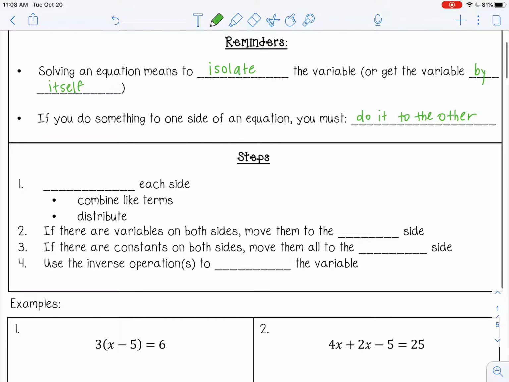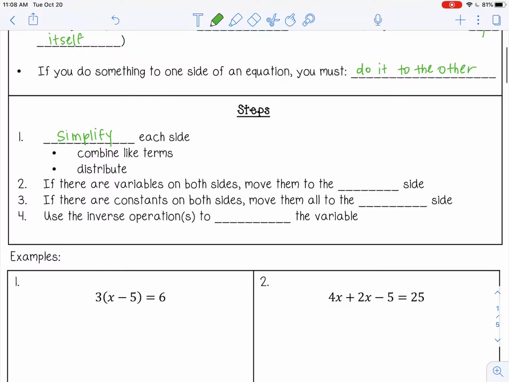First of all, you want to simplify each side if there is anything to simplify. So things like combine like terms, or if you need to distribute, go ahead and do that first to both sides. Next, if you have variables on both sides, move all the variables to the same side. So if you have an x on the left and an x on the right, you want to move them all to the same side so that you can combine like terms.